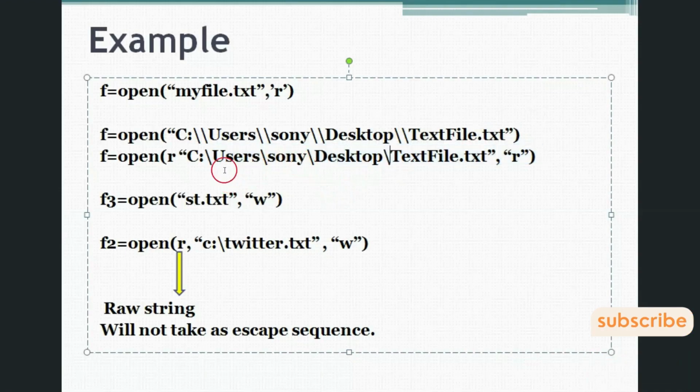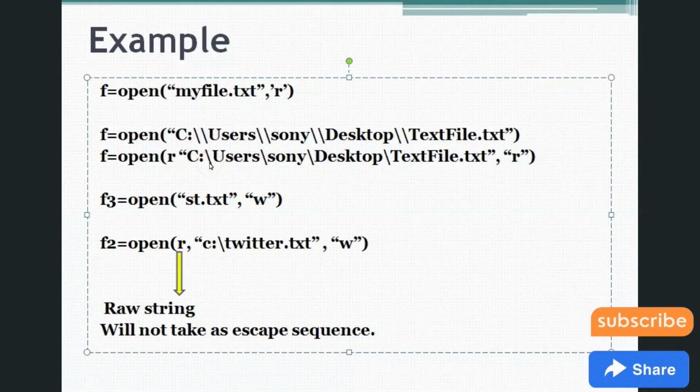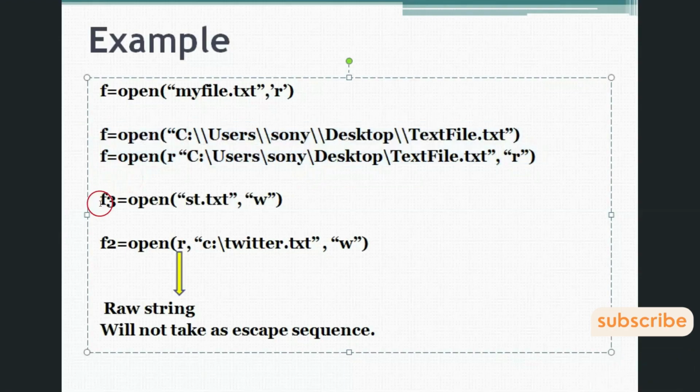For that you use double backslashes. Or else you can open the file another way, by putting the raw string r before the string. As usual, we can put the file path name with single backslashes. So we have two conditions. Hope you're clear now. See the third example.